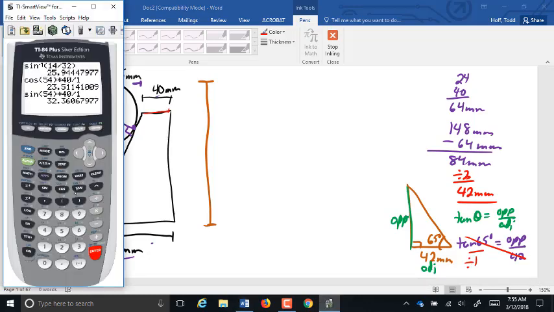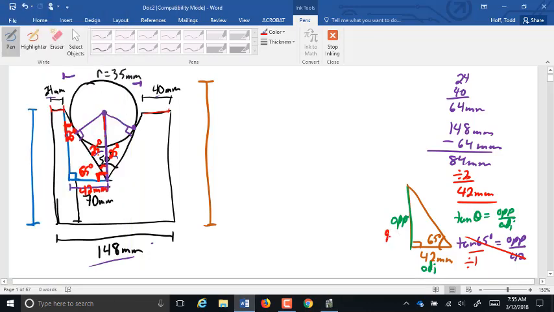Tangent of 65 times 42 divided by 1 is 90.07 millimeters. Which makes that whole height 70 plus 90, which is 160.07 millimeters. That is the height of that whole block.